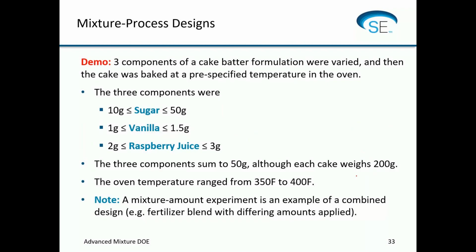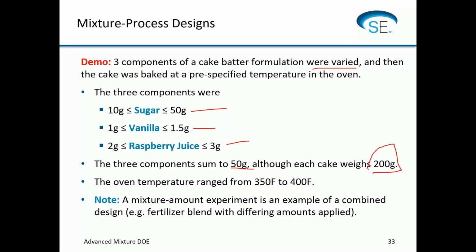And again, just keeping it simple, three components of a cake batter formulation were being experimented on. And then what they did is, once they had a cake batter, they baked it at a pre-specified temperature in the oven. So the three components that they were varying was sugar, going from 10 to 50 grams, vanilla, going from 1 to 1.5 grams, and raspberry juice, going from 2 to 3 grams. Now, these three components need to sum to 50 grams, although each cake actually weighs 200 grams.